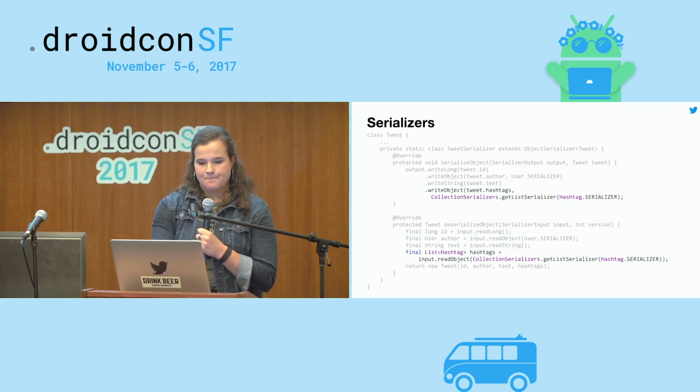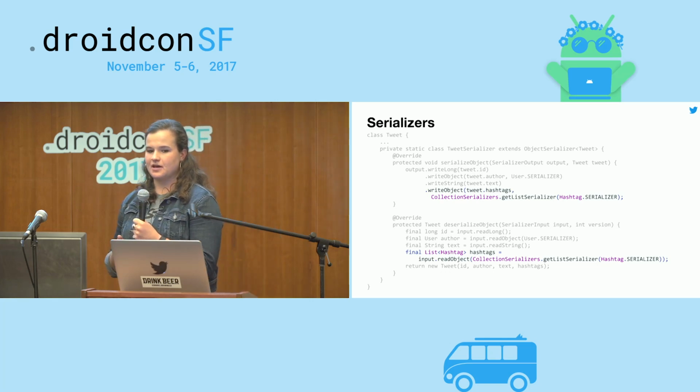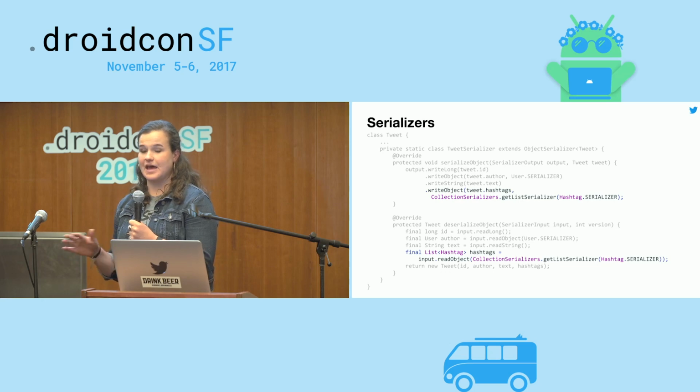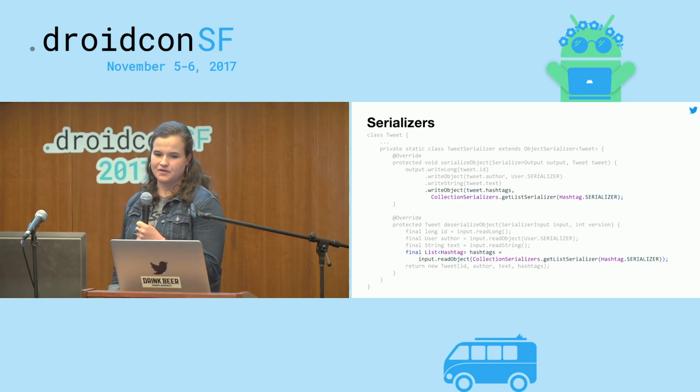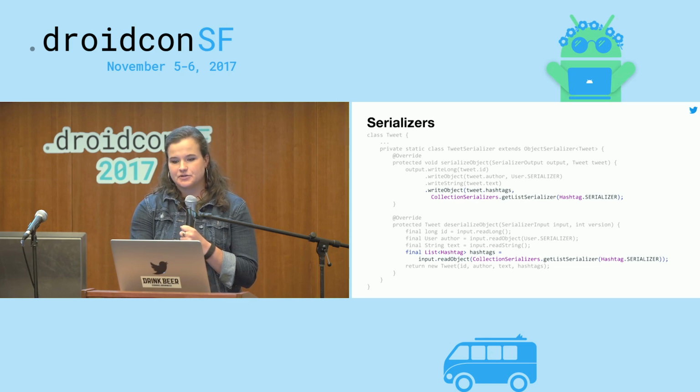And then the list of hashtags, we added a bunch of utility methods, basically, that allowed you to take things like lists, maps, sets of any object you have, and serialize them without adding a lot of extra work for you. So you can just pass in the object serializer, in this case, the hashtag, and then use this collection serializer to do the whole list.